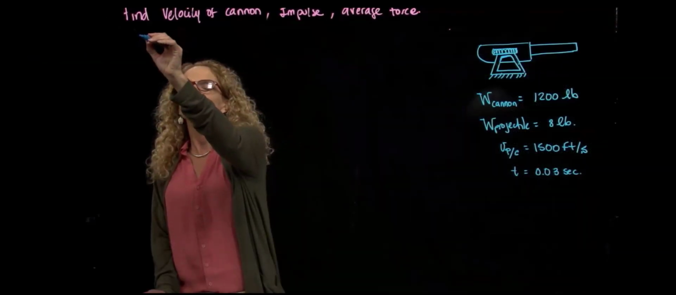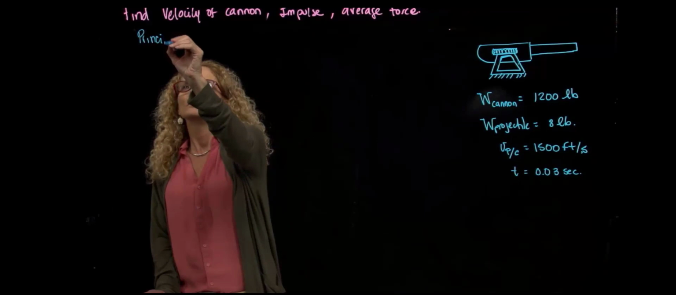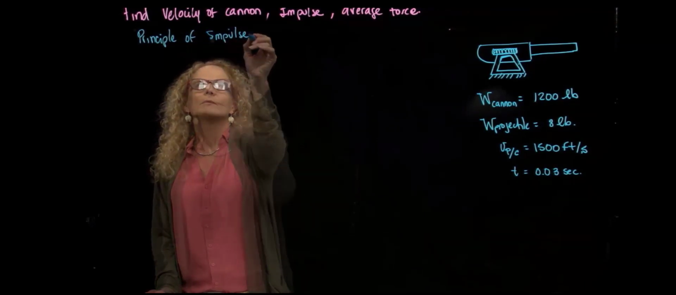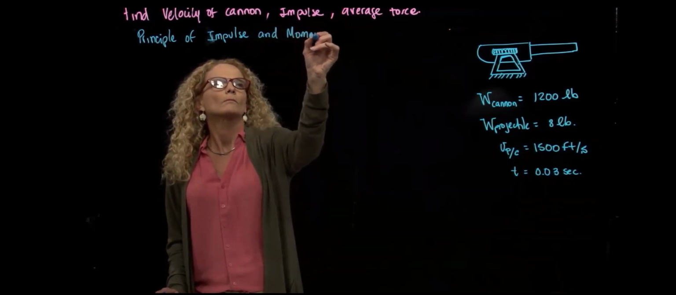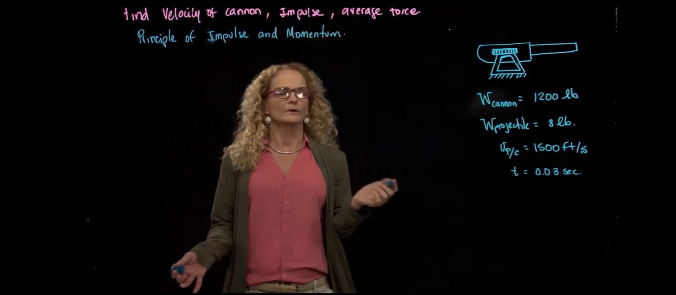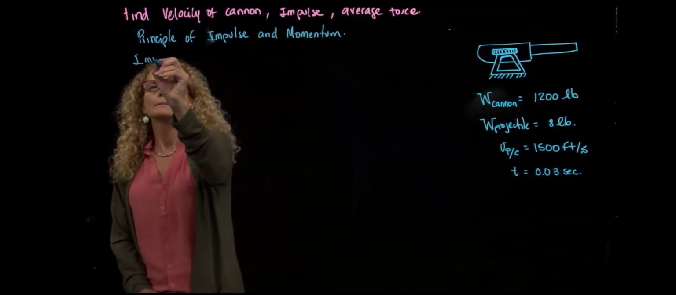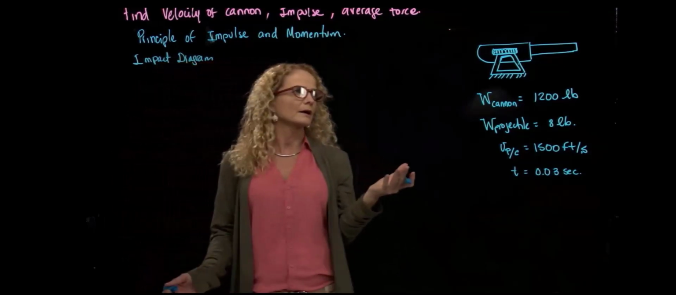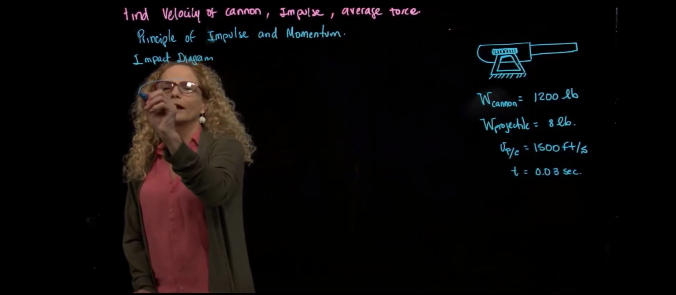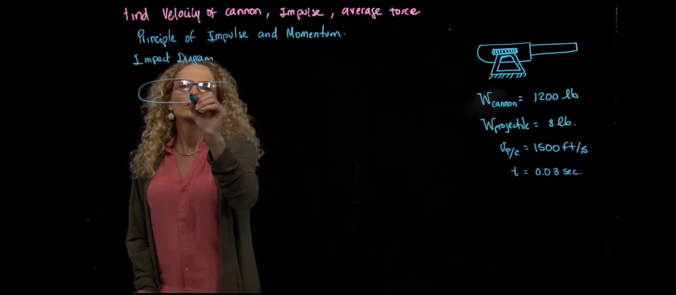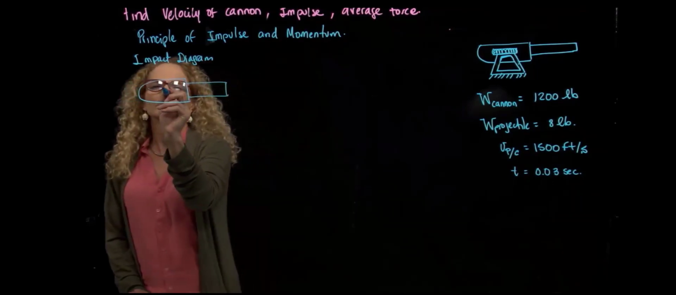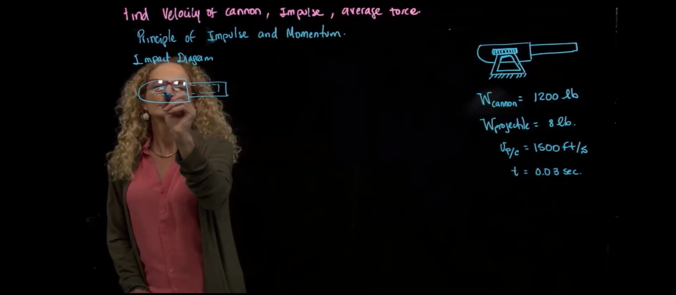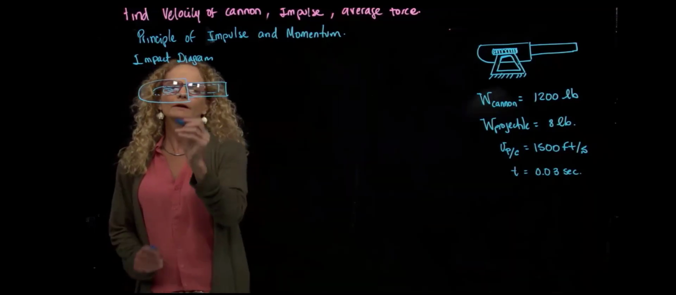If we want to use the principle of impulse and momentum, we have to do an impact diagram. So we do an impact diagram, or what is the same, an impulse diagram, and I will do them together. So I will do the cannon, and let's imagine that inside we have the projectile that is going to be fired, right?